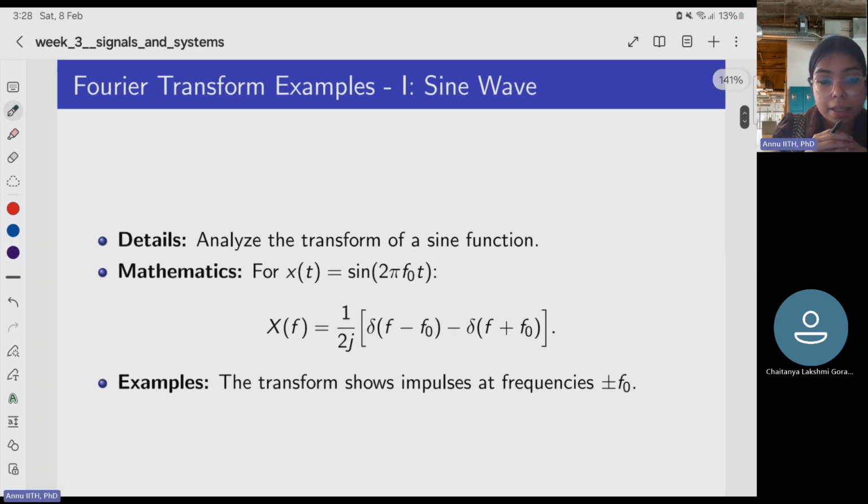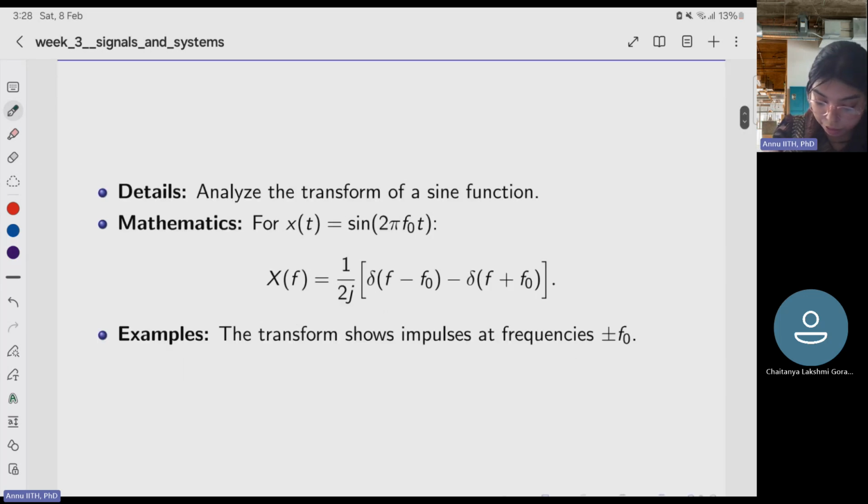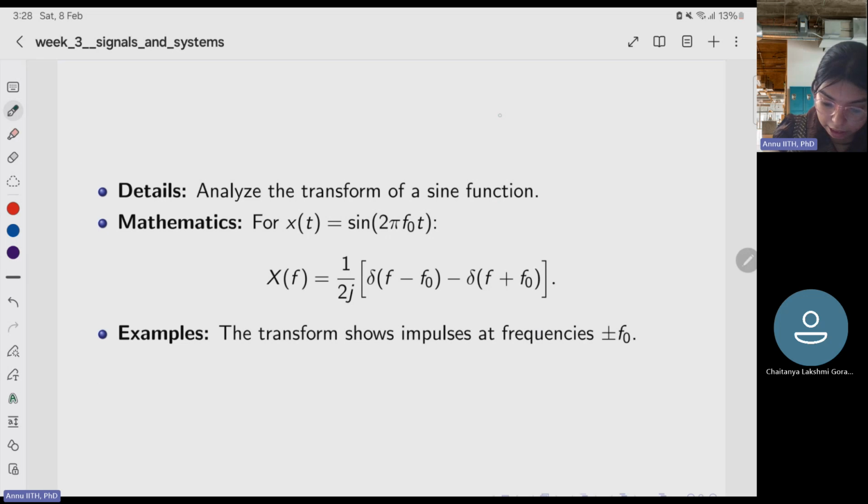Now, Fourier transform examples: sine wave. So we have to analyze the transform of a sine function. Suppose we have sine omega t. Using Euler's formula, sine omega t is equal to e power j omega t minus e power minus j omega t divided by 2j. And as we know, e power minus at is nothing but 1 upon a plus j omega in the frequency domain.